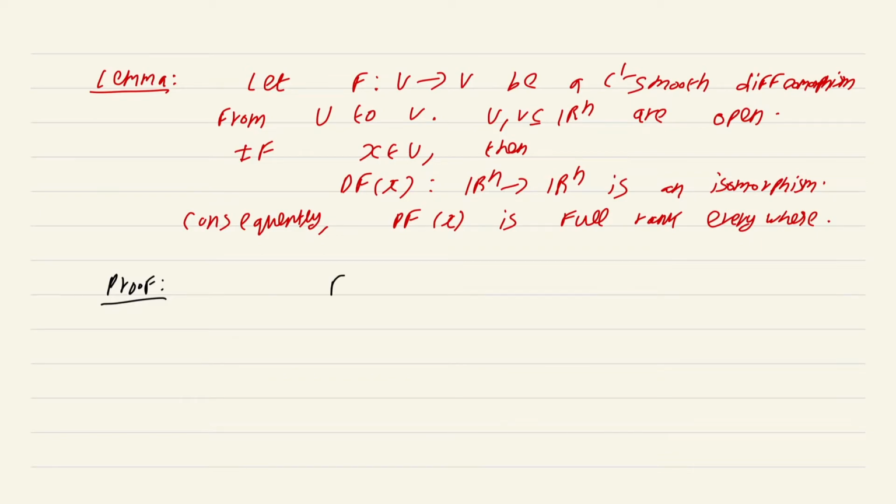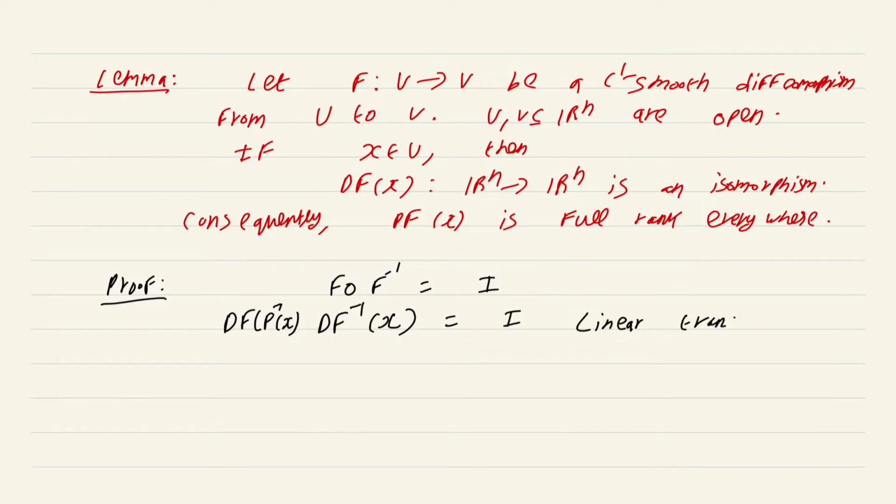So we have f composed with f inverse is identity. So the chain rule says df inverse at a point x, and so to be ultra precise, df at f inverse x multiplied by df inverse x is nothing but the identity linear transformation, not matrix, identity linear transformation. And that's it. This completes the proof.